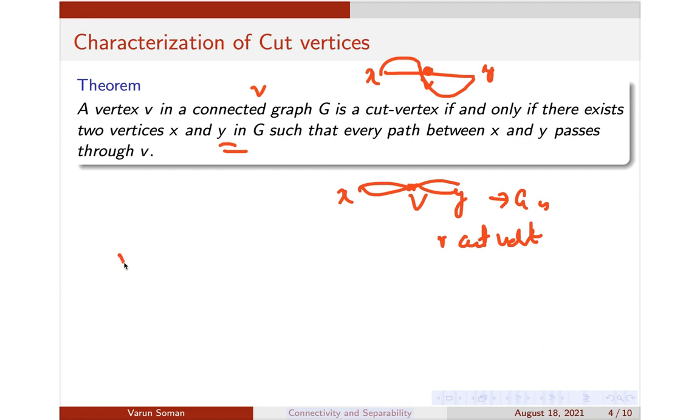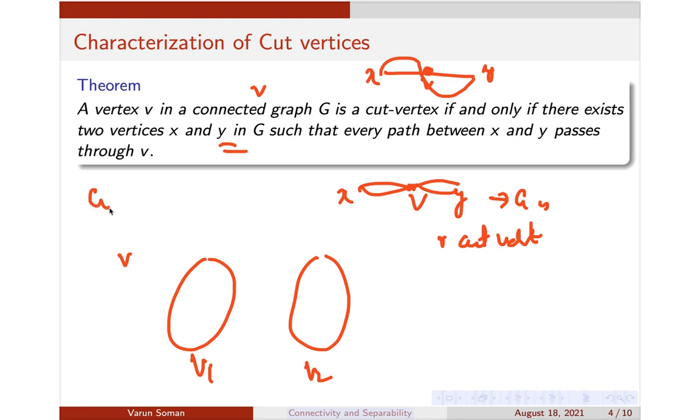Suppose V is a cut vertex, what will happen? That means deletion of V will actually disconnect the graph into two, maybe V1 and V2. Suppose you are taking a connected graph G. Already, first of all, the vertices were connected, but since V is a cut vertex, deletion of V will disconnect this graph into two, V1 and V2. Is it clear? So what does that mean? That means there is no path between any vertex in V1 and any vertex in V2.